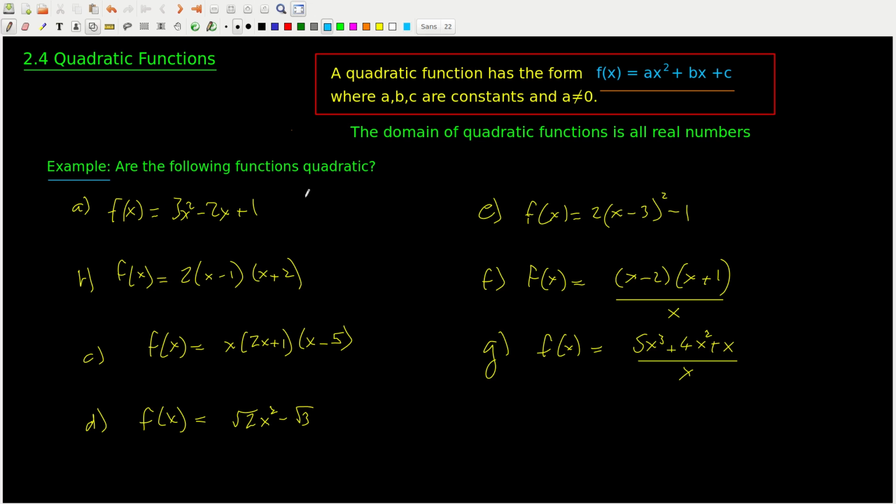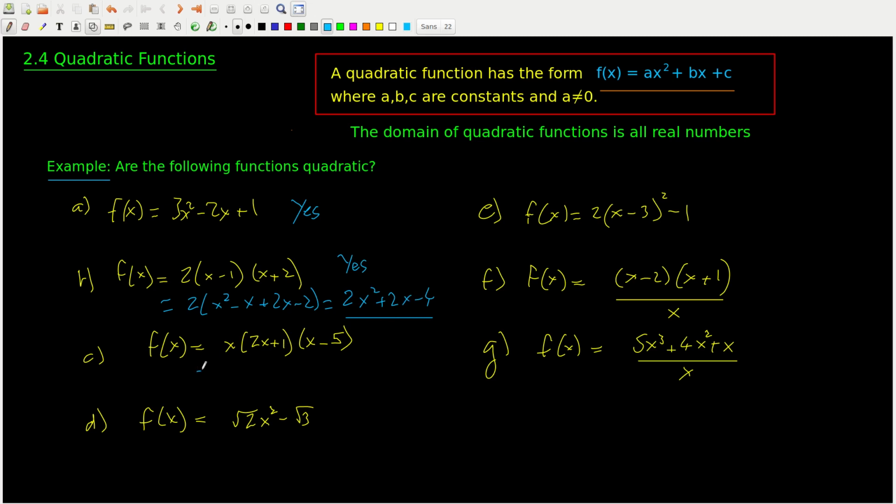This first one, well, clearly it is. It very directly matches the definition here. A is 3, b is -2, c is 1. This first example is quadratic. The second one doesn't look like our definition, but we can easily use some algebra and expand that out and make it a quadratic function. So if we expand this, we're going to get something like that, which we can then expand to 2x squared plus 2x minus 4. And that very much is of the form of a quadratic function. So again, this definitely is. A is 2, b is 2, c is -4.